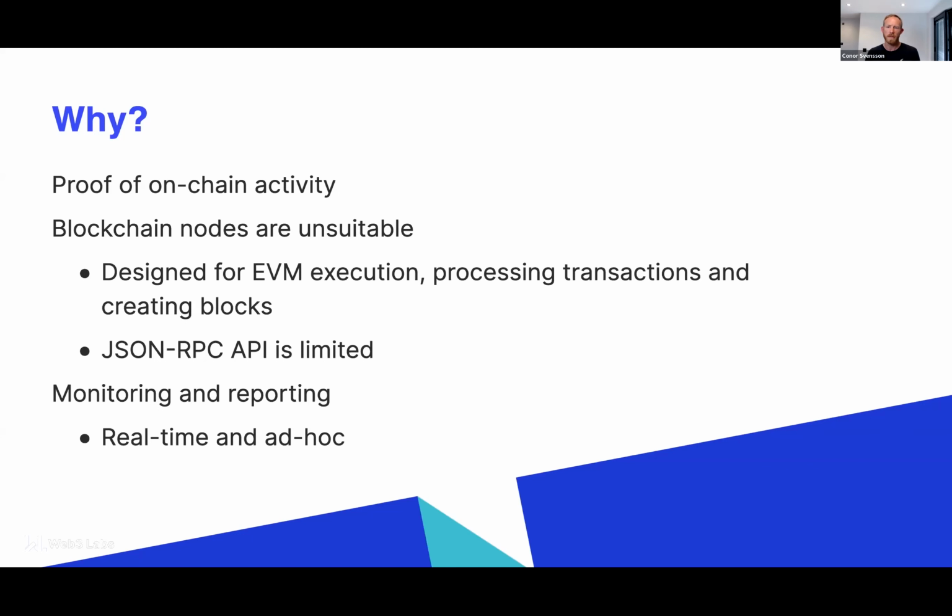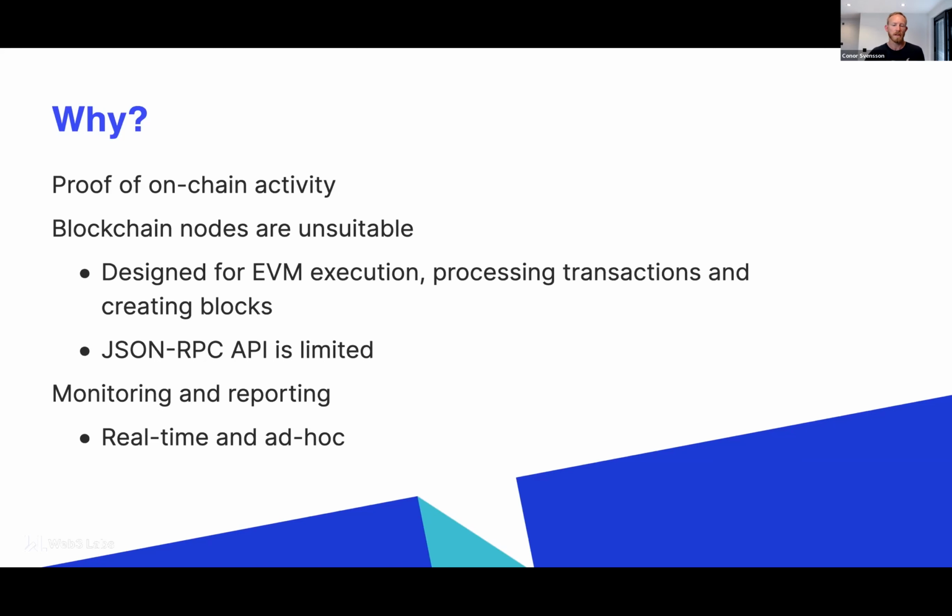The blockchain nodes themselves, which make up the pieces of the network, are not really suitable for this process because in Ethereum's case, they're designed for execution of the bytecode that's been written into smart contracts. They're there to process transactions and create or mine blocks on the actual blockchain. In Ethereum's case, it was based on Bitcoin. They use this API, certainly in the existing Ethereum clients anyway, called JSON RPC, which is a somewhat limited API for interacting with these.